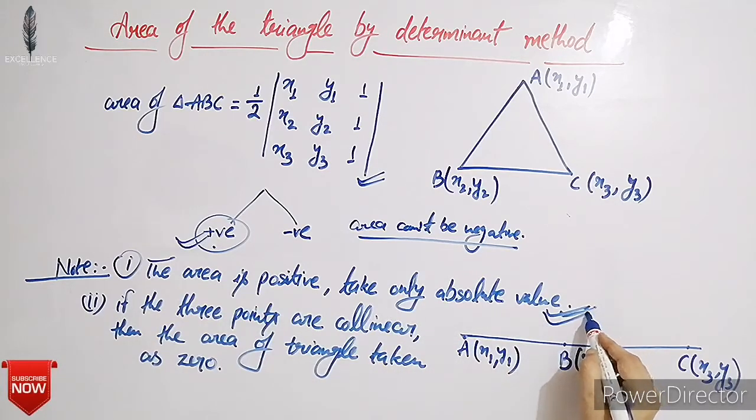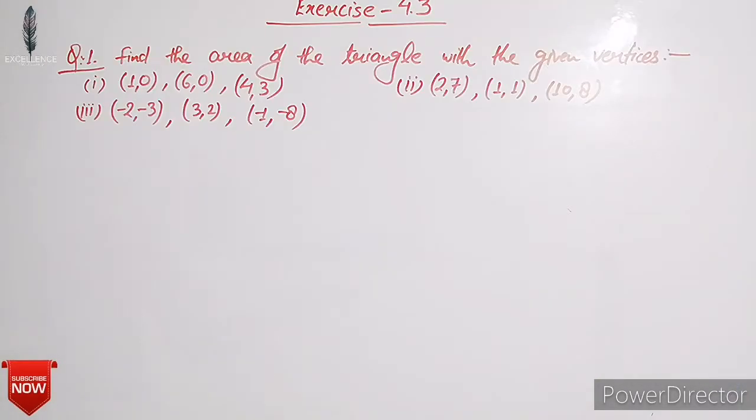First point is, if area is negative, then take only the absolute value, and second is, when these points are collinear, then area of triangle is 0. Now let's start the exercise 4.3.